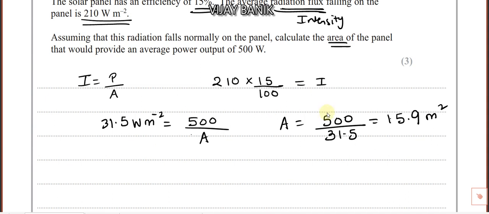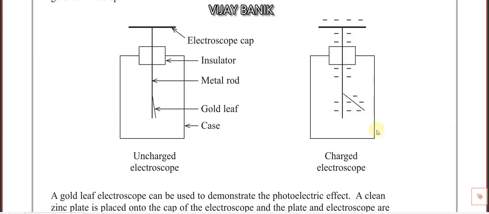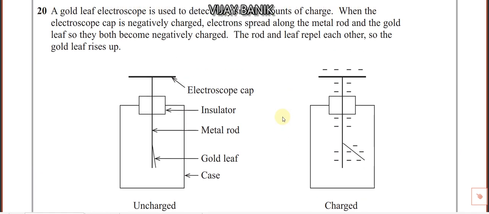It's on page number 20. So let's go to question number 20. I think I already explained the gold leaf electroscope in the tutorial, in the first or second video. Most probably the first video.